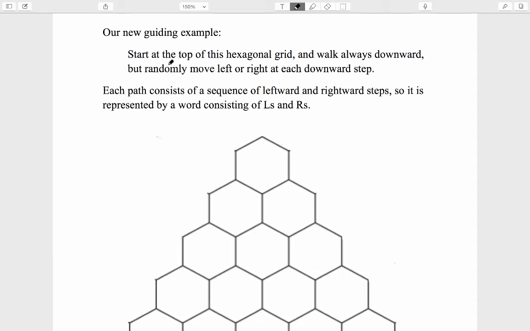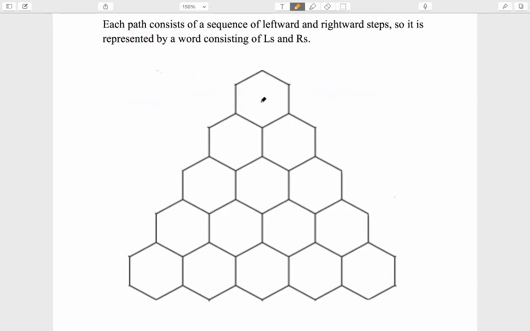To develop this systematic way of counting words, we're going to work with a new example, and this is going to be our guiding example for the next little while. We're still talking about experiments with multiple stages and only 2 possibilities at every stage. Now we're going to start at the top of this hexagonal grid in this cell right here, and we're going to walk downwards from one cell to another cell, but we're going to randomly move either left or right at each downward step. Each randomly selected downward path through this grid is going to be represented as a sequence of L's and R's for lefts and rights.